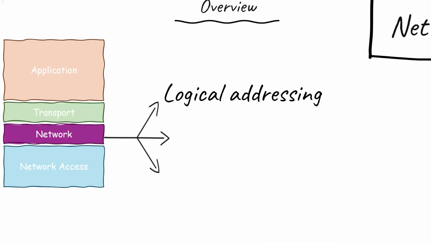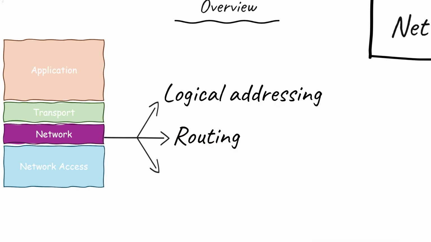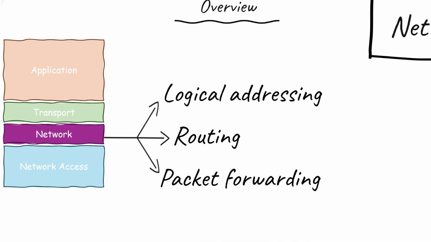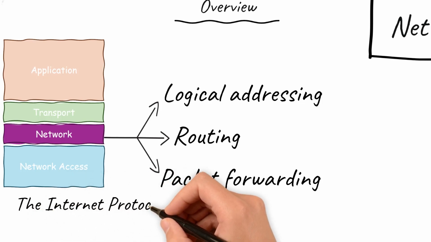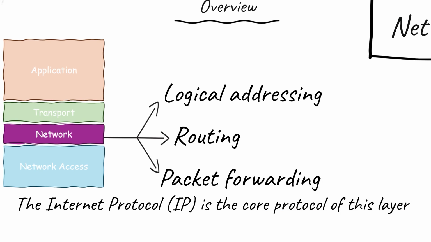assigning unique IP addresses to devices, finding the best path for data to travel, moving data from one network to another. The Internet Protocol, IP, is the core protocol of this layer, which is why TCP/IP is named after it.